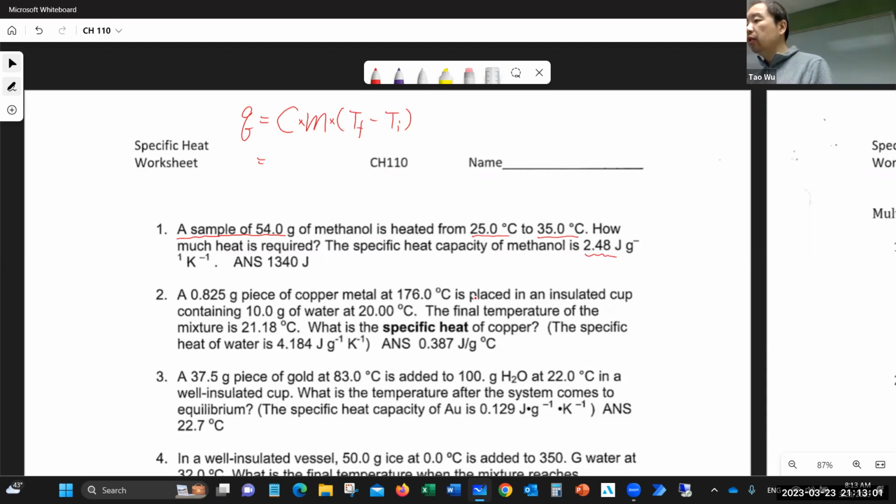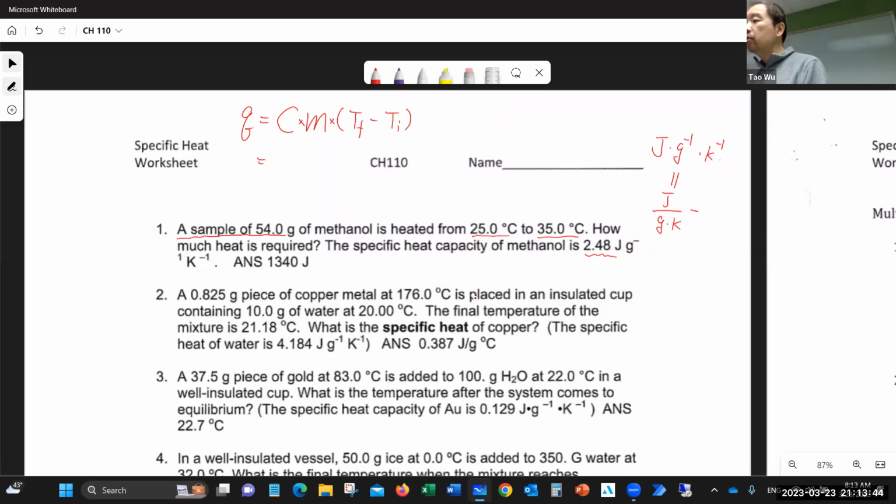If you look at the unit, which is very important, we're always looking at the unit. The unit of specific heat is joule per gram per Kelvin. Some people also like to write joule, gram to the negative one, and K to the negative one. It's the same thing, because the negative one is just one over g. Those two are equal to each other. So this is the unit for specific heat, joule per gram per K.